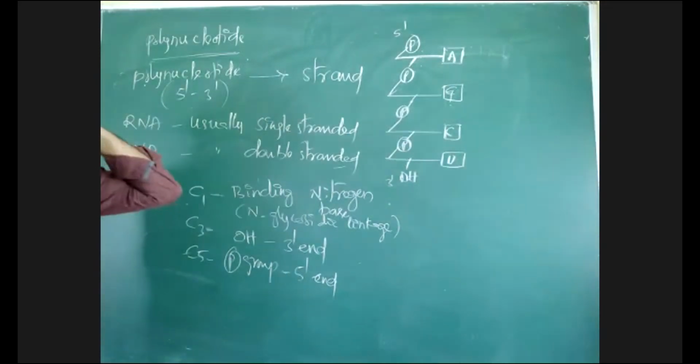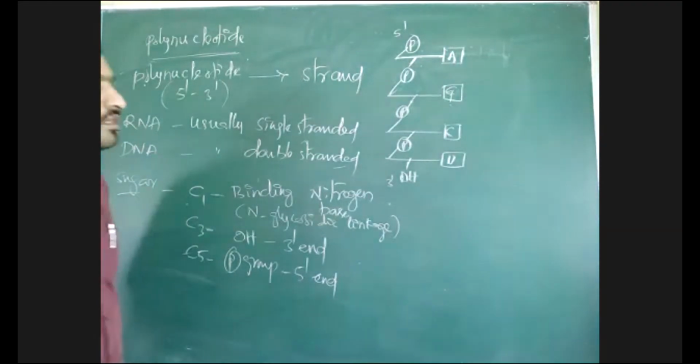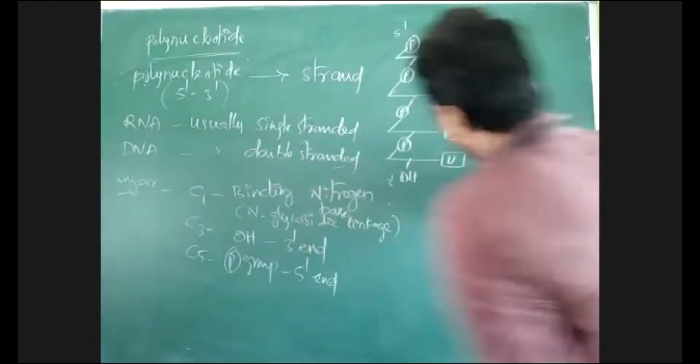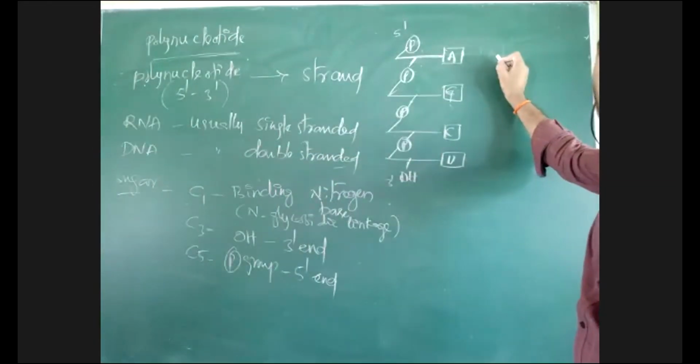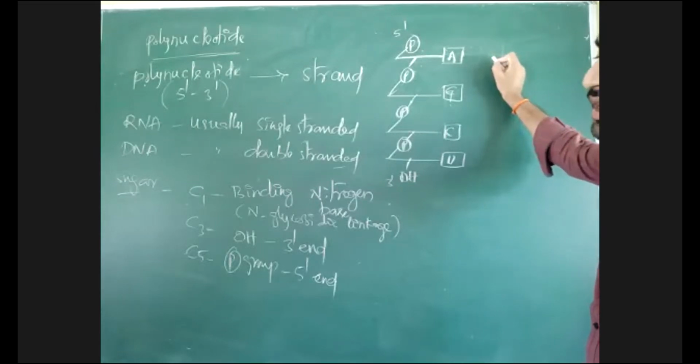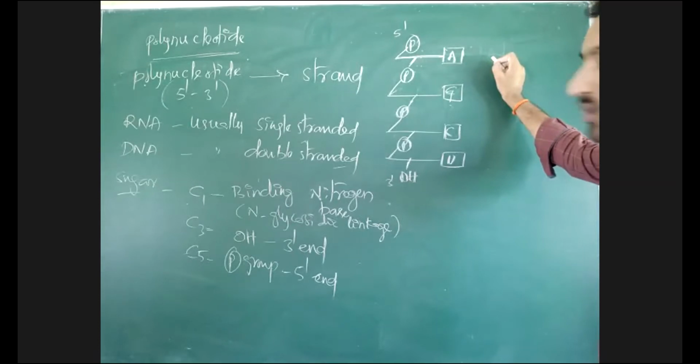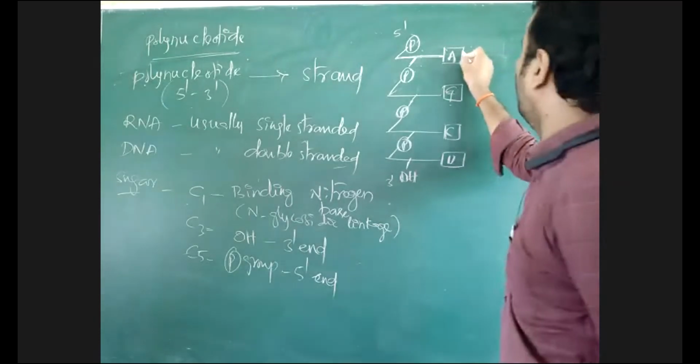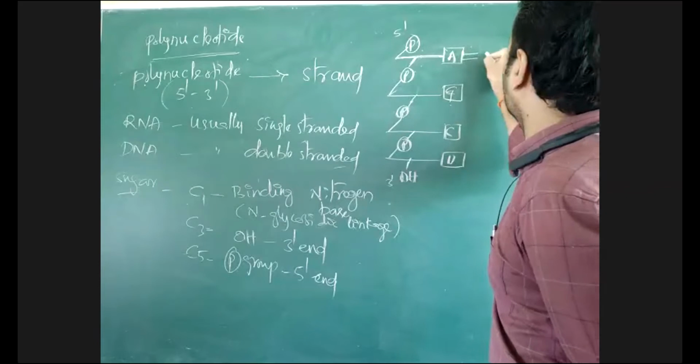DNA is a double-stranded molecule. What is that DNA double-stranded nature? This is one strand. Another strand will come and join here. To bind with another strand, base pairing takes place, complementary base pairing according to Chargaff's rule that I will explain, right? Here, adenine pairs with thymine.